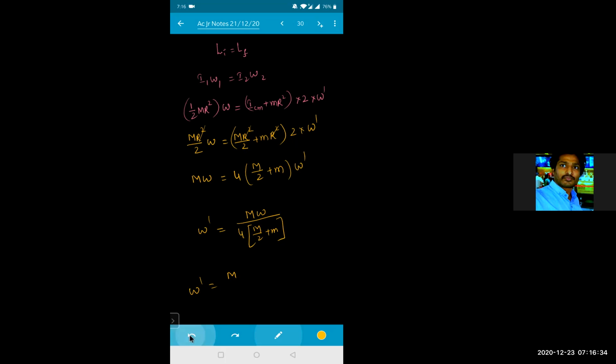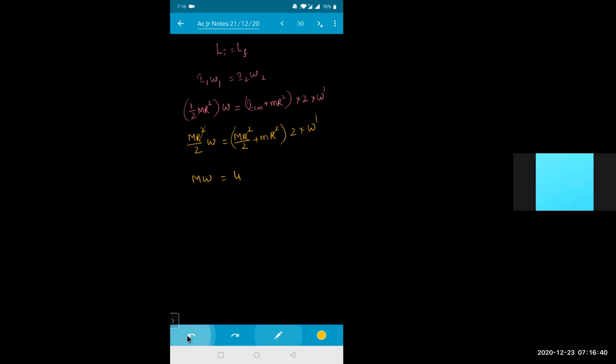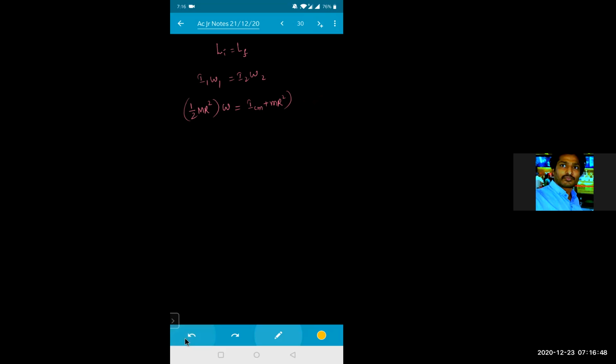Moment of inertia, when I'm taking right now, I can directly take two masses, M R square, two times of masses instead of one part of rotation. I can multiply here directly with 2. So this one is nothing but 2 into m into r square, into omega.